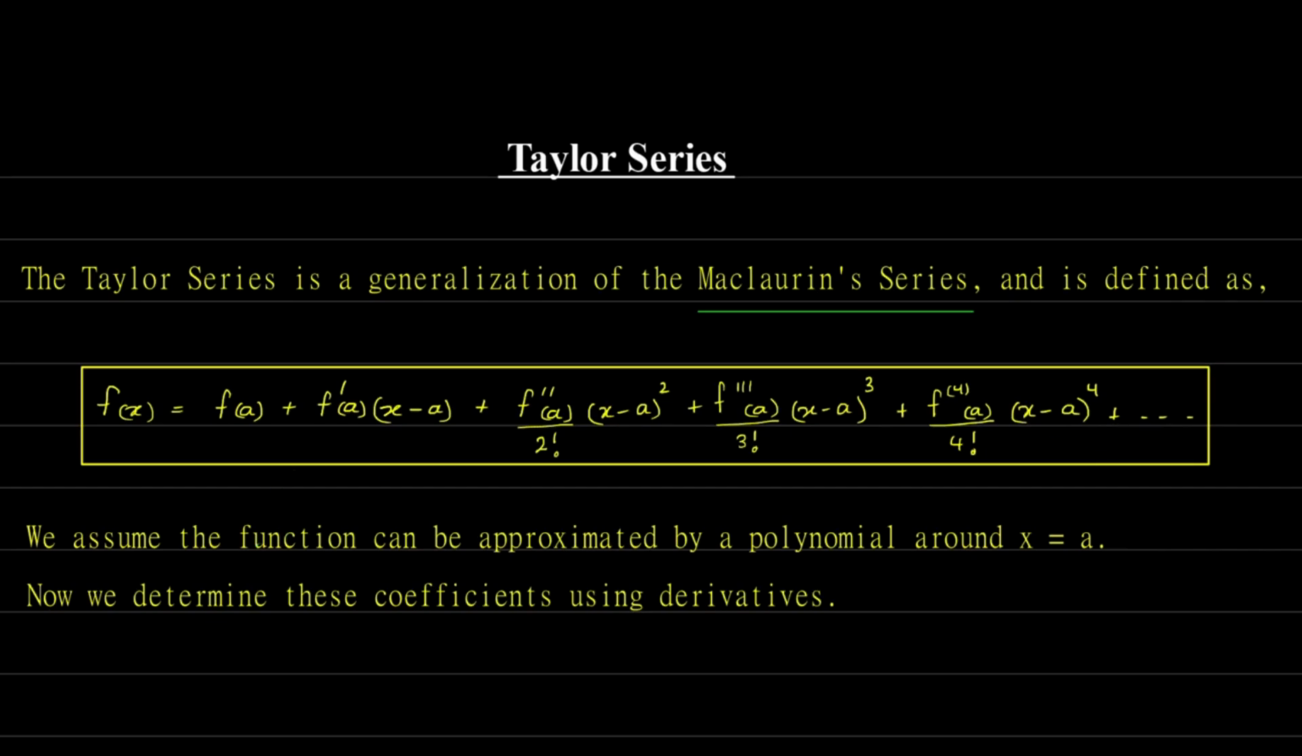So we assume the function can be approximated by a polynomial around x equals a, which can actually be any sort of number. a can take any number, 1, 2, 3, anything. Now we determine these coefficients using derivatives. Let's get into it.